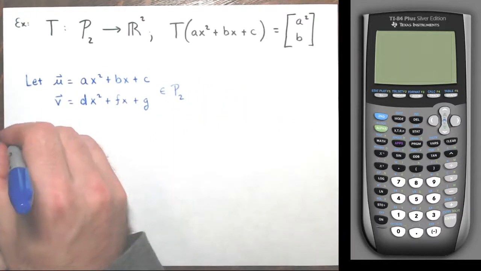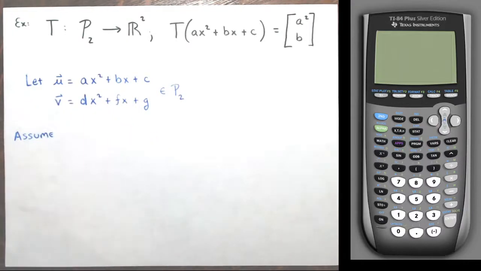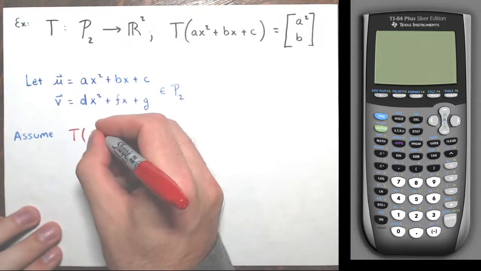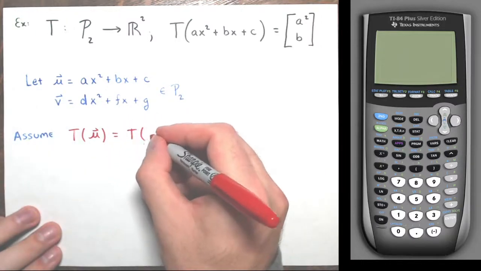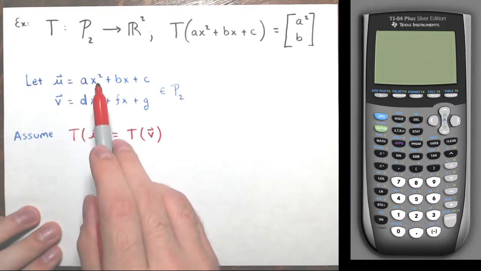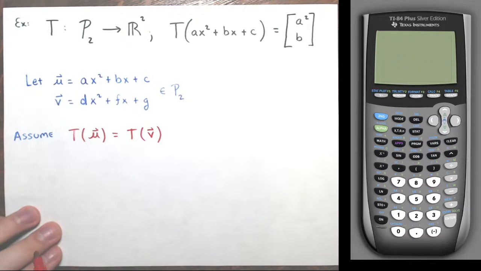And we're going to assume that their images under T are equal. So we assume T of u is equal to T of v, and we're trying to show that these two polynomials are the same. Because if this is the case and you show that u is equal to v, then T is one-to-one. If you can't show that u is equal to v, then you should come up with a counterexample, two different polynomials that have the same output, and therefore T is not one-to-one.